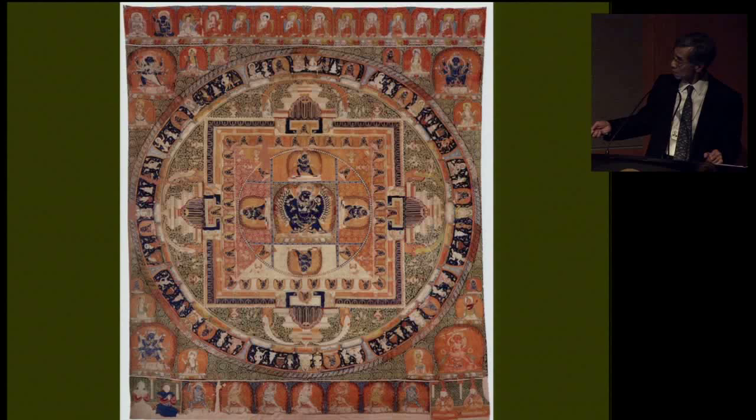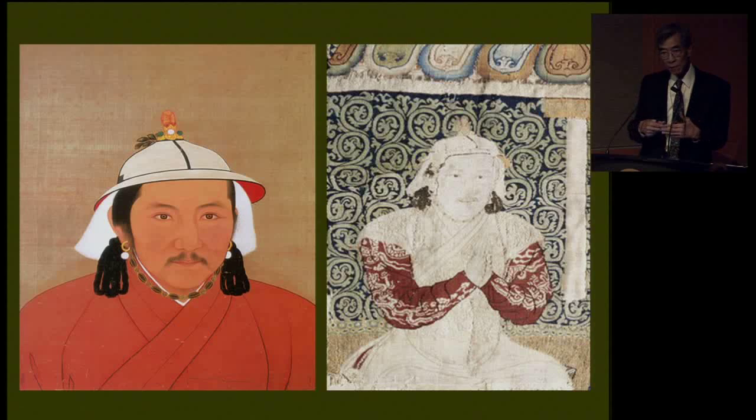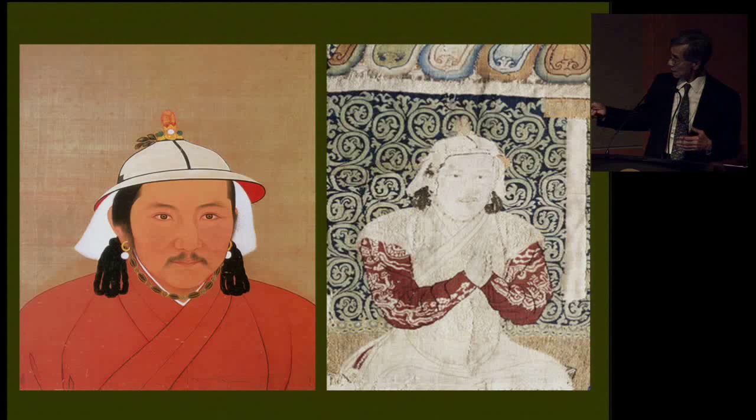And this probably was made for one of those occasions, and you have the two emperors, Tuk Timur and his elder brother Kokshila, and the two wives. And you can see that this is the painted portrait of Tuk Timur, and this is his woven portrait, although a tiny one.